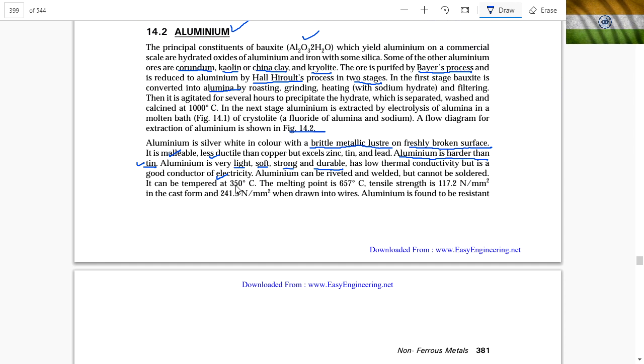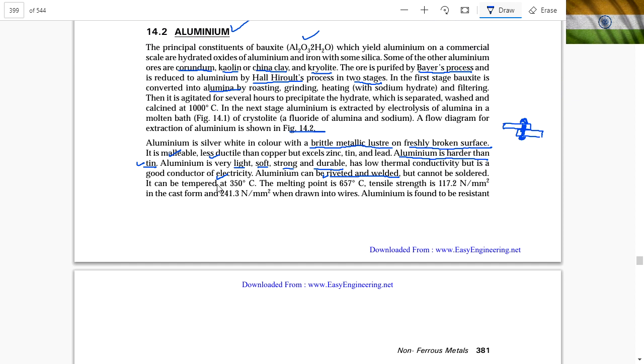and that is why it is also used in electric appliances and manufacturing of wires. Aluminum can be riveted and welded. This is a very good property of aluminum. If you want to join two plates, you have to drill the hole and fix the rivet, right? This is called a lap joint. That can be done in aluminum, and you can even do welding, but it cannot be soldered. Yes, copper can be soldered, but aluminum cannot.